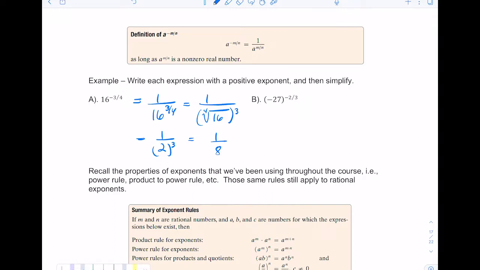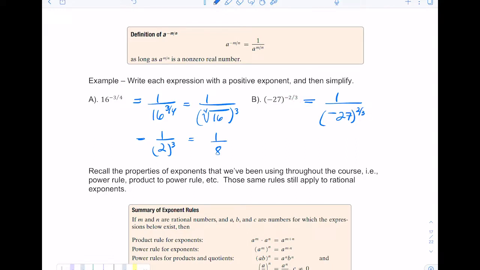For letter B, you have 1 over -27 to the positive 2/3. Notice that I didn't change the sign of the 27, so when you move the term, it doesn't change the sign of the base, just the sign of the exponent turns positive.